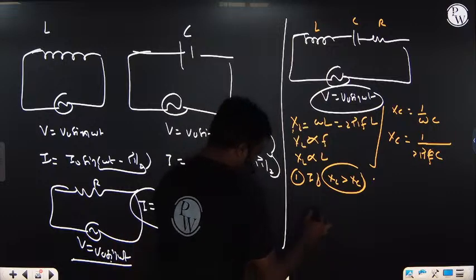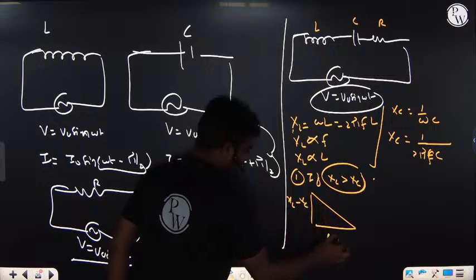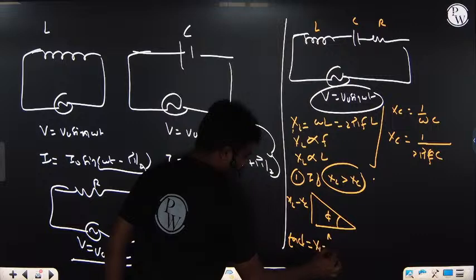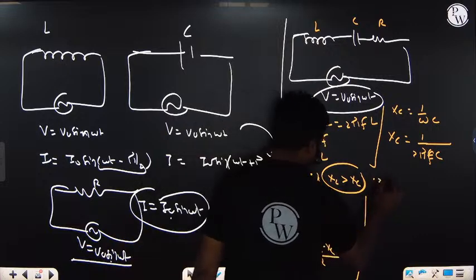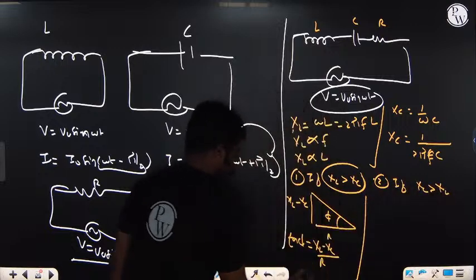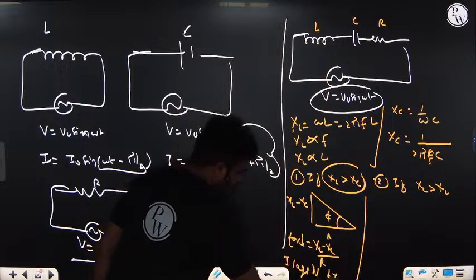On this side we make XL minus XC, this side will be R, and this angle will be φ. What is tan φ? XL minus XC divided by R. And in the second case, if XC is greater than XL, here I leads the voltage by how much angle? Phi angle.